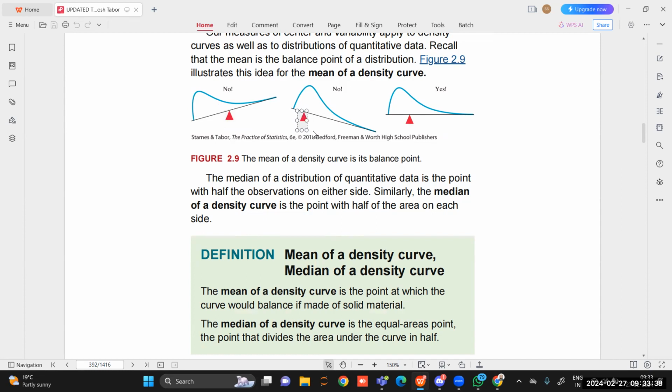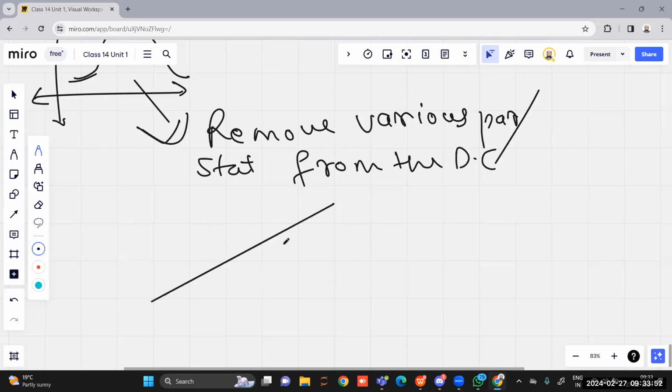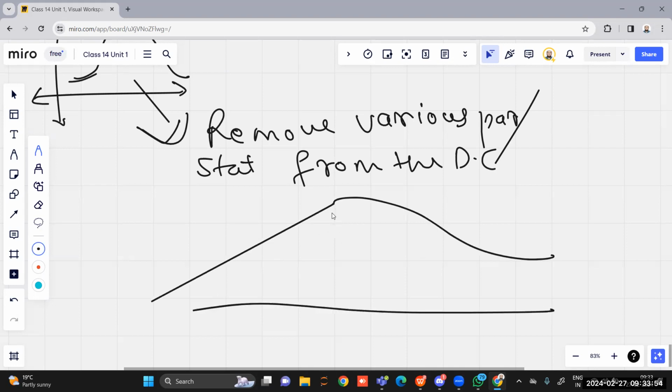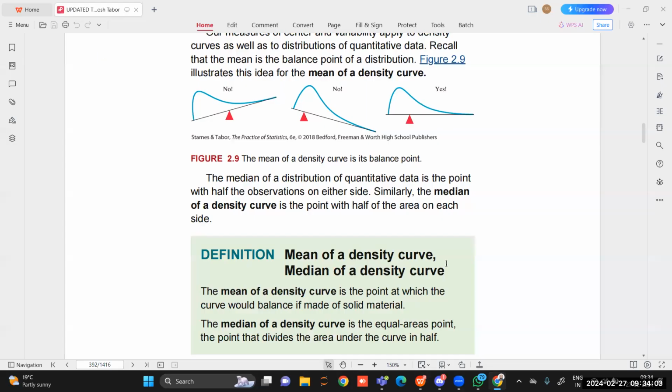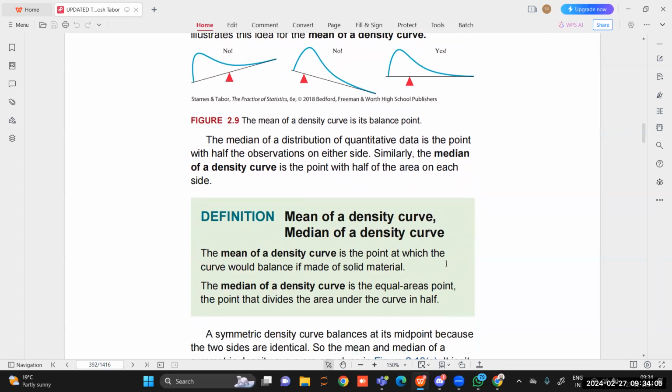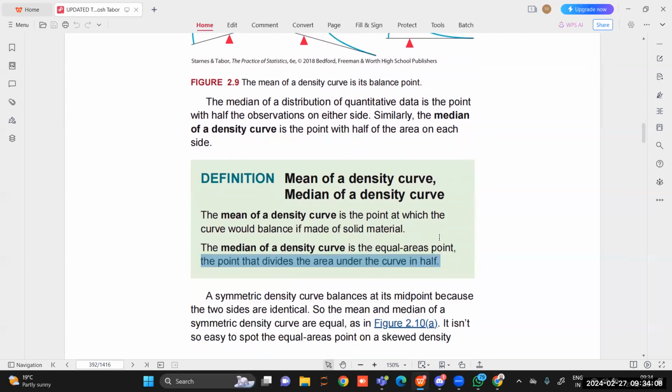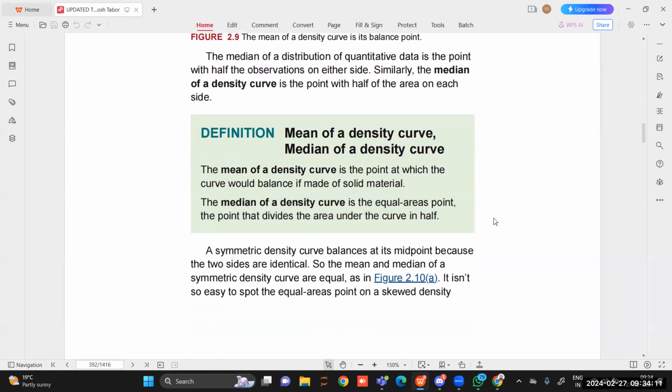It is shown by some pointer, which can be any pointer. Here he has used a red triangle where the mean is exactly. The median of a distribution of quantitative data is a point where exactly half the points lie: 50% of data is on the left and 50% is on the right. So the median is very easy to calculate in a density curve. The median of a density curve is a point at which the curve would balance if made of a solid material.